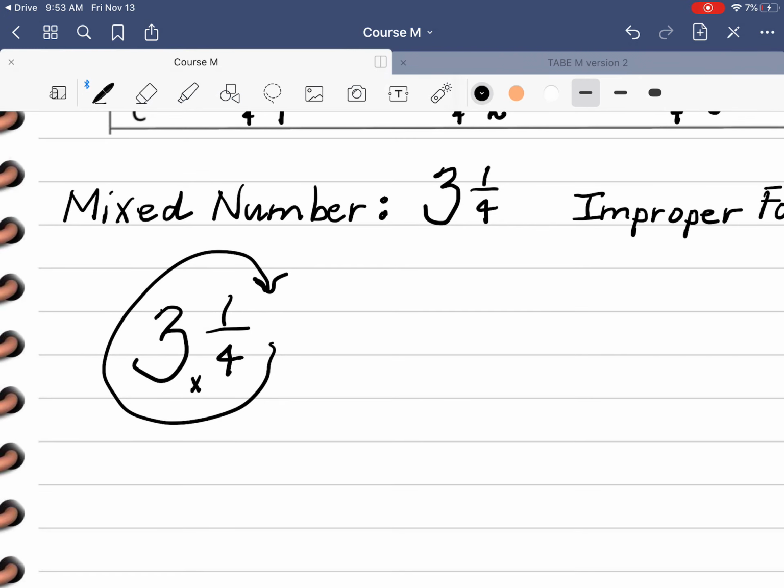So we multiply and then add, and then we're going to keep the same denominator. So M is 3 times 4. That's 12.